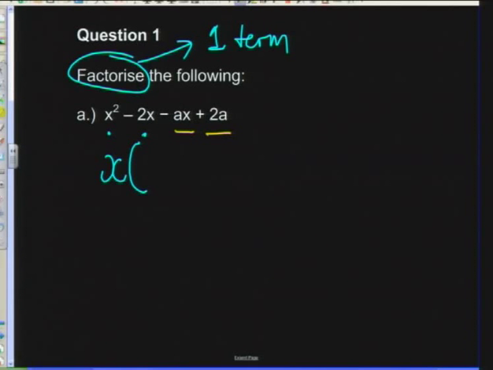what are we left with? If you take out x, what you're saying is x squared divided by x gives me x, and negative 2x divided by x gives me negative 2.